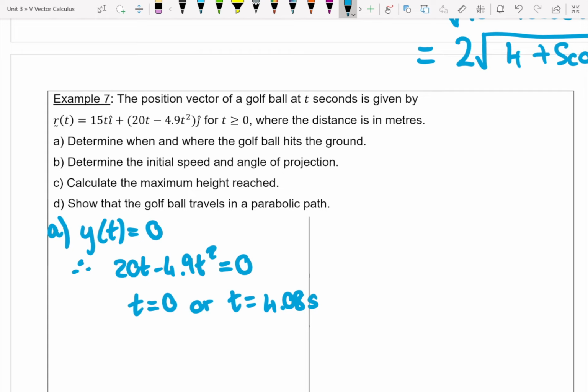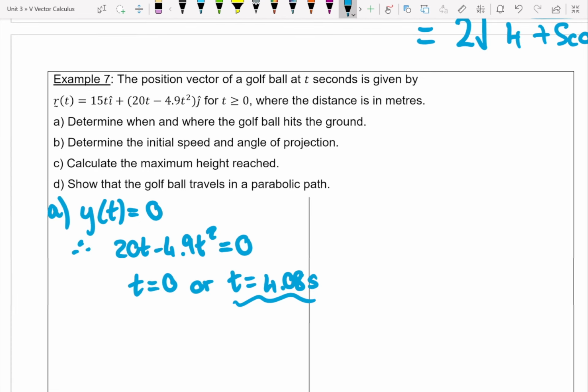But it's saying when the ball hits the ground, we're assuming at t equals 0, it's not hitting the ground, it's starting at the ground. So our answer is that second value there.